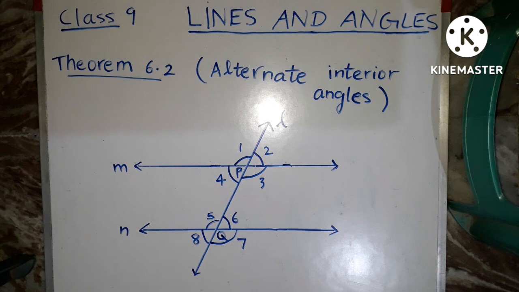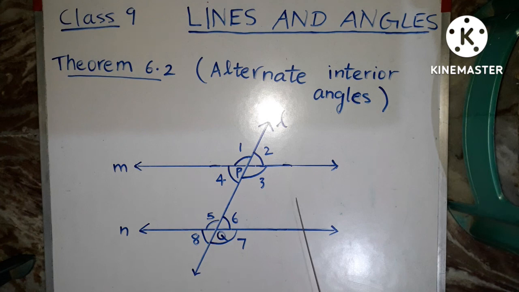Today we are going to see Theorem 6.2 from the lesson Lines and Angles. We refer to this theorem as alternate interior angles. Before going to this theorem, let us understand the term alternate interior angles using this diagram.